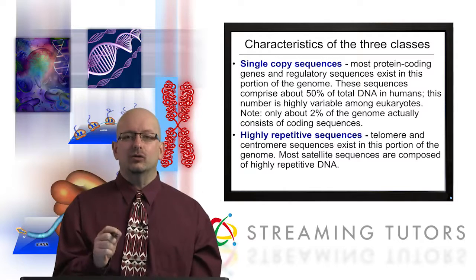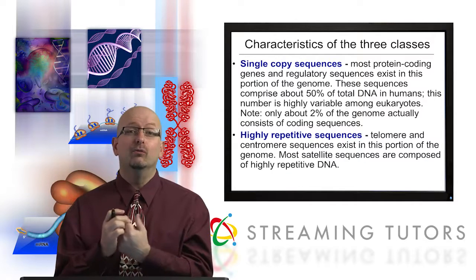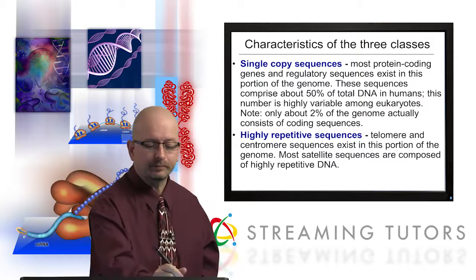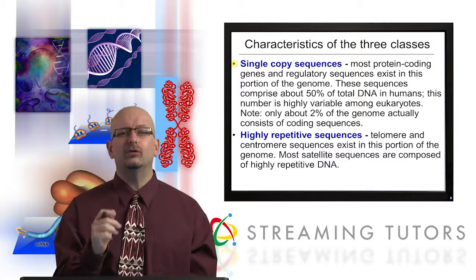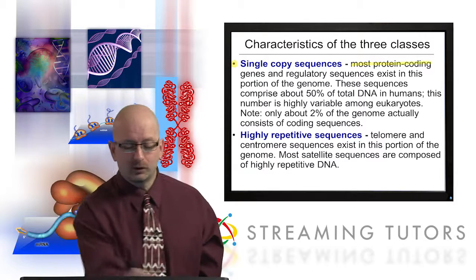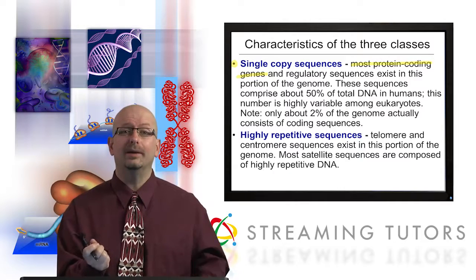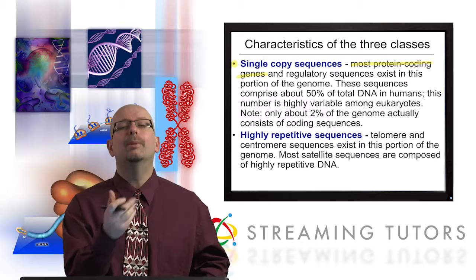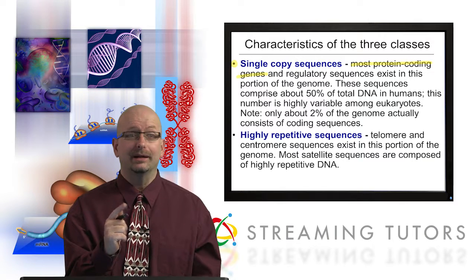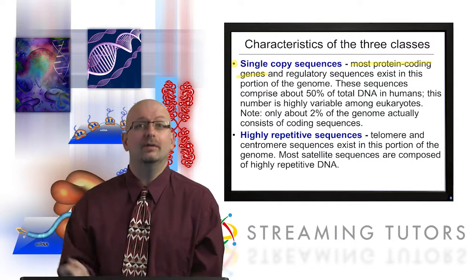So let's take a look at the characteristics of the 3 classes. I put single copies and highly repetitive on the same slide because there's more interesting to say about the moderately repeated sequences. But single copy sequences, let's think for a second, because this is not as simple as it might seem. Most protein coding genes, let's just take it there for a minute, are present in 1 copy, 2 if you take diploidy into account. But if you think of the haploid genome, which is usually the way they do it, there's 1 copy of that gene there, and that's it. If there's a mutation in that 1 copy, it's mutated, that's it. There's no other gene there to take its place.